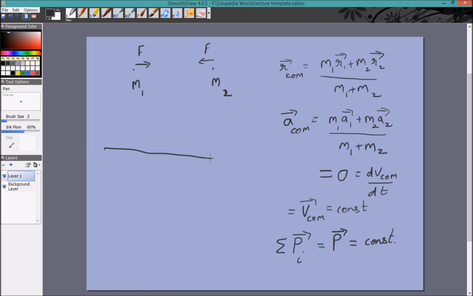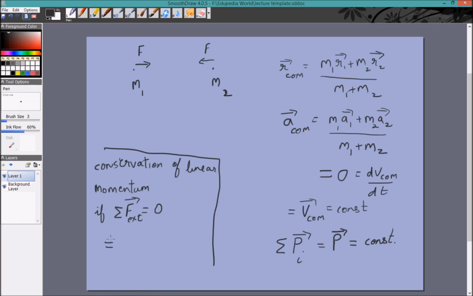And this is the result which is called the principle of conservation of linear momentum. This is very important. And it simply states that if summation F external is equal to 0, that is, if you have a system in which no external forces are acting, only internal forces are acting, then the net linear momentum is a constant.